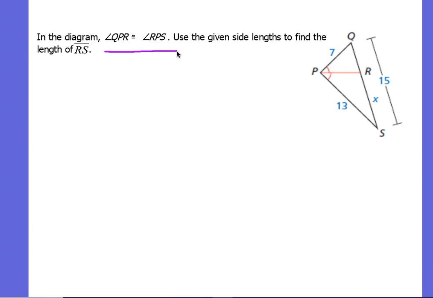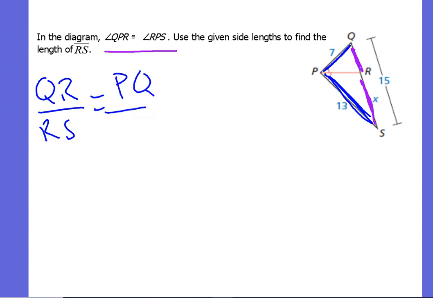So what do I see? Because of the angle bisector, QR is to RS, just as PQ is to PS. So I know that QR is to RS, just as PQ is to PS. Well, let's substitute what we know. What about QR? I don't see anything there for QR, but what do we know about QS?